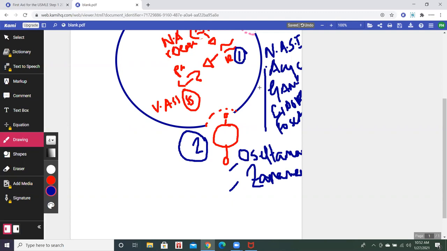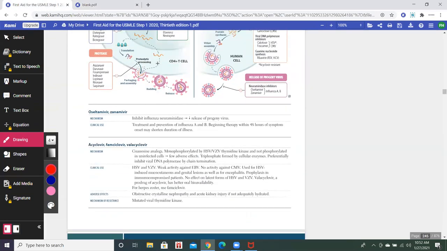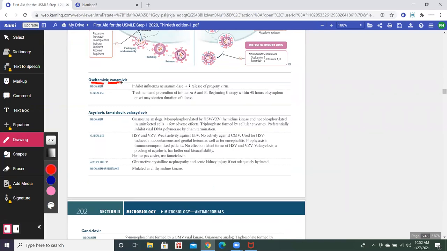Now, let's talk about these drugs. First of all, oseltamivir and zanamivir. These are neuraminidase inhibitors, which will decrease the release of the progeny virus. They are used for treatment and prevention of influenza A and B. Beginning therapy within 48 hours of symptoms may shorten the duration of illness. And trust me, when they advertise Tamiflu, this is the exact sentence they use: if you begin the treatment with Tamiflu within 48 hours, you can decrease the duration of illness. They use it with that nice advertisement voice.